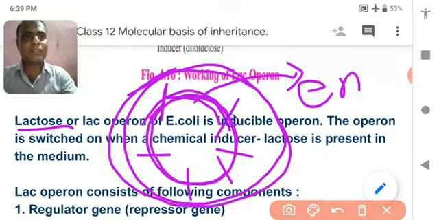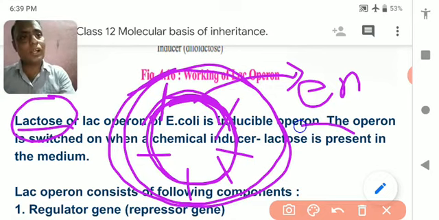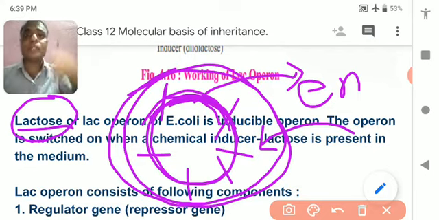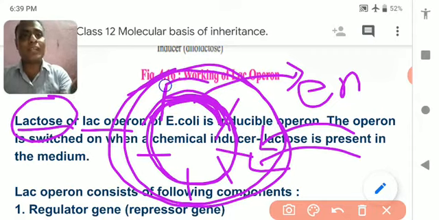This part of the gene is called the lac operon. This lac operon helps in the formation of enzymes that help in the digestion of lactose. Understood? So when lactose enters the body of E. coli, at that time the lac operon gets activated. But if there is no lactose, the lac operon will remain inactive, or you can say switched off.